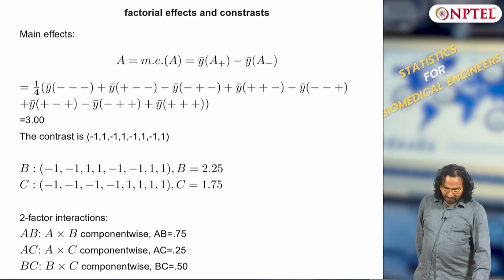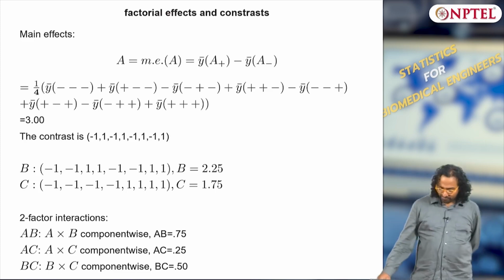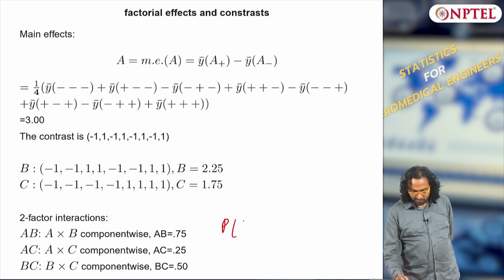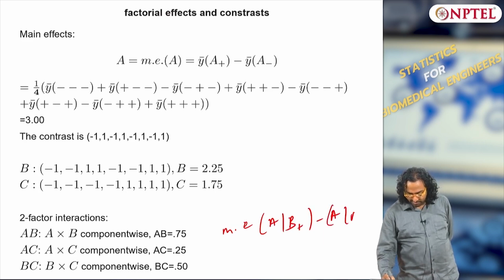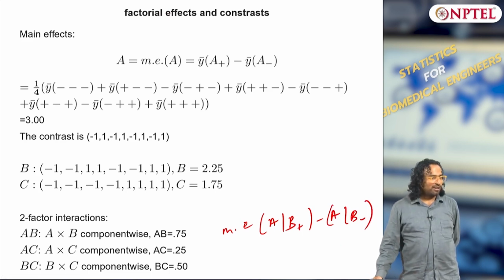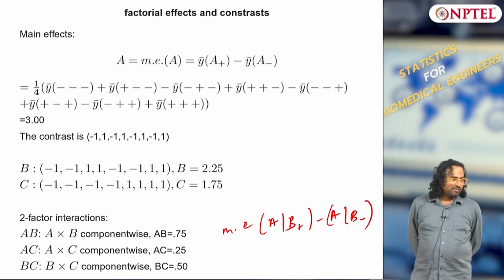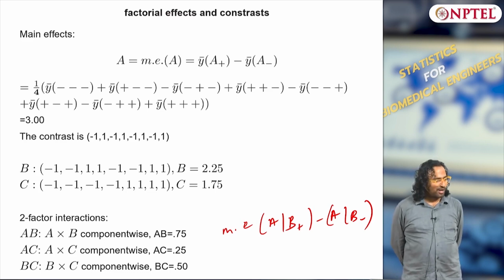Please go and check AB interaction in a 2 squared design, and what is AB interaction actually? The effect of A given B plus, minus A given B minus. Now this is when only 2 factors are involved. How do I include C also in the picture? Should I include C or should I not include C? I have to obviously include C.